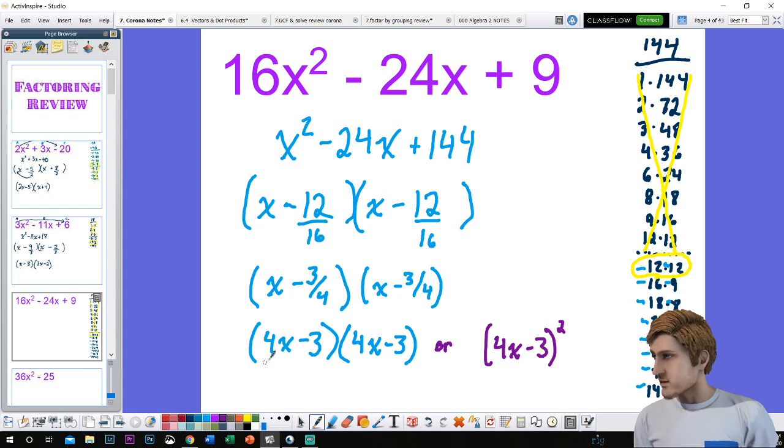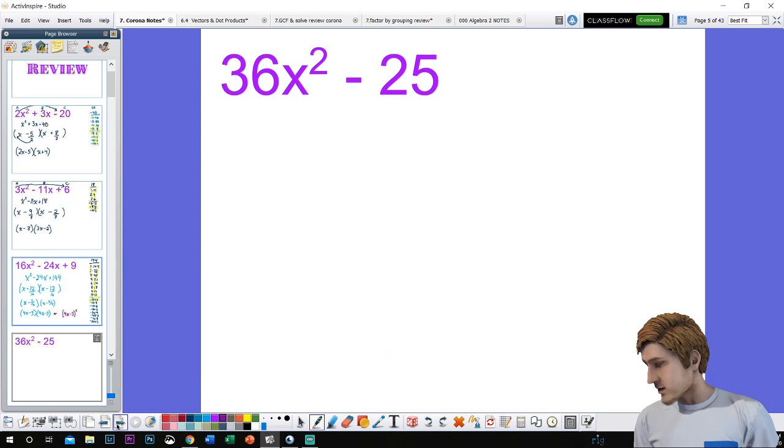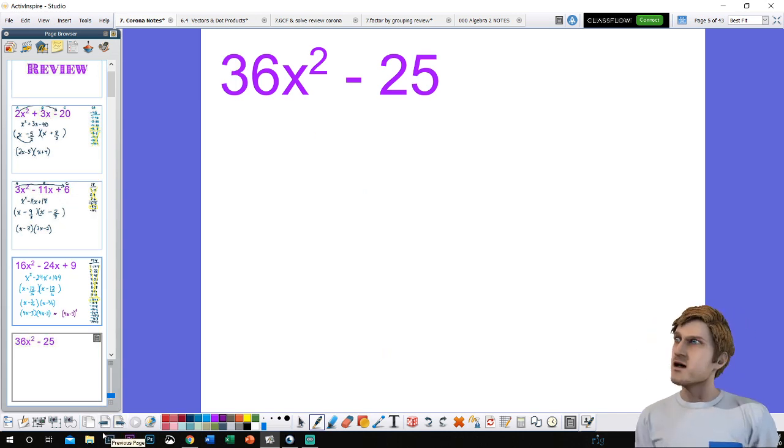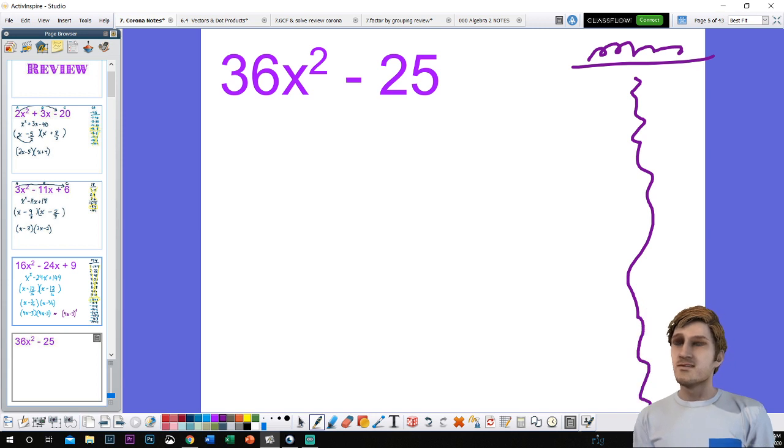Alright, so this was a perfect square. Now let's go on to another special case. Here I have 36x squared minus 25. I appear to be missing something. Now remember, our magic trick here was I could go ahead and multiply 36 by 25, but that's going to be an enormous number, and my chart here is going to be so long that I'll go off the screen.